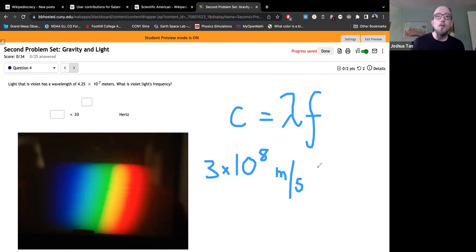Now, I have a wavelength here. That wavelength is 4.25 times 10 to the minus 7 meters. If I take that speed of light and divide by the wavelength, I should be able to get the frequency. So here I'm going to put in that divided by 4.25 times 10 to the minus 7.